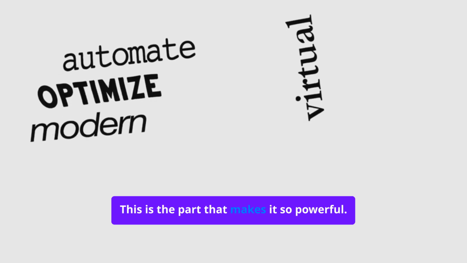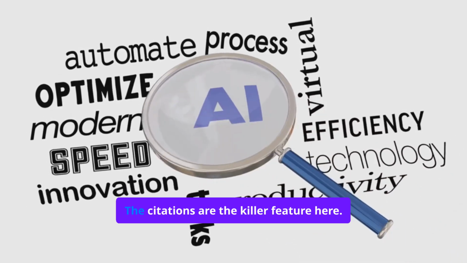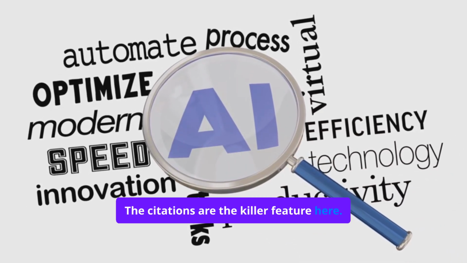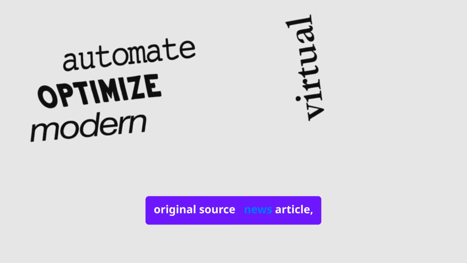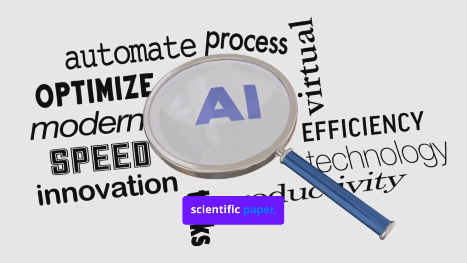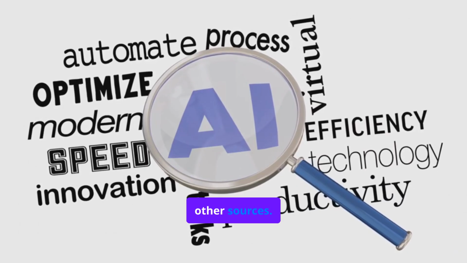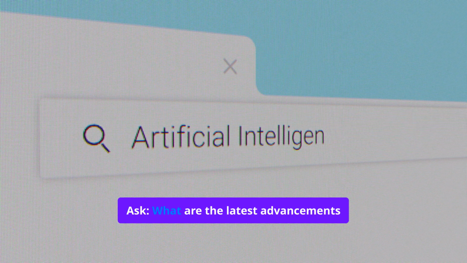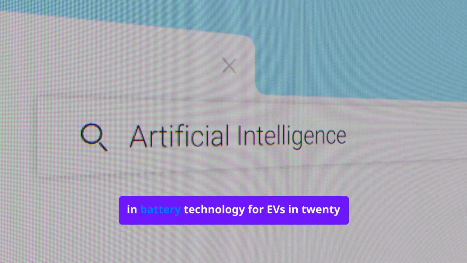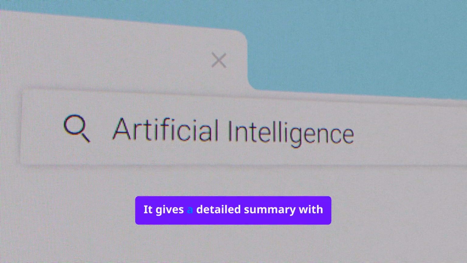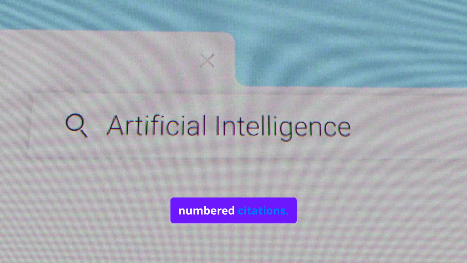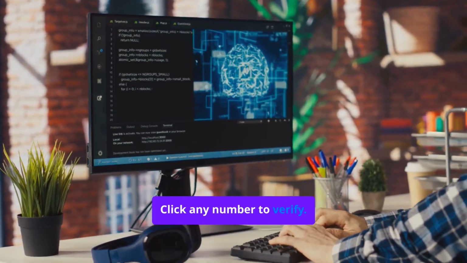This is the part that makes it so powerful. The citations are the killer feature here. Every statement links back to the original source. News article, scientific paper, market report, other sources. Ask, what are the latest advancements in battery technology for EVs in 2026? It gives a detailed summary with numbered citations. Click any number to verify.